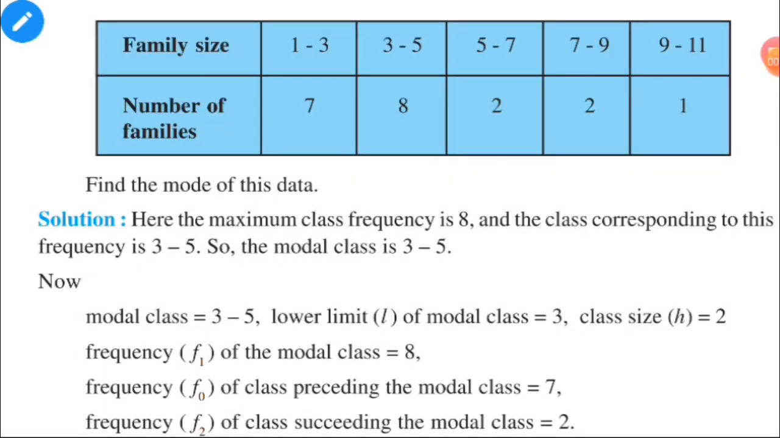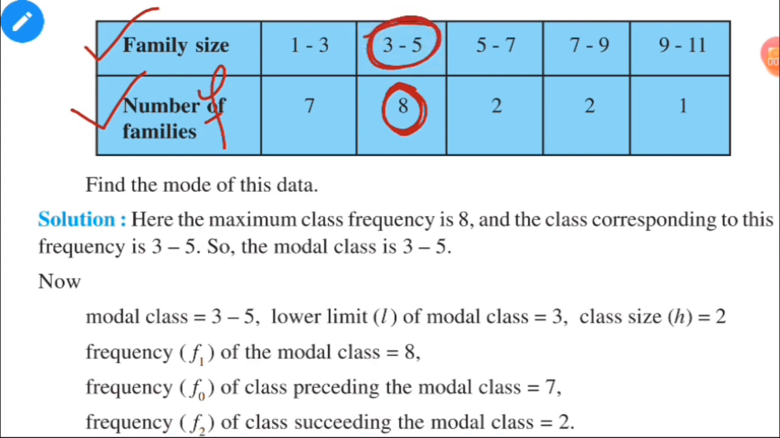Now we are going to find the mode of this grouped data. The first column is family size, given in classes, and the second is frequency F. First we should find the modal class. What is meant by modal class? Modal class means the class having maximum frequency. Here 8 is the maximum frequency, so the corresponding class is 3 to 5. 3 to 5 is the modal class here.